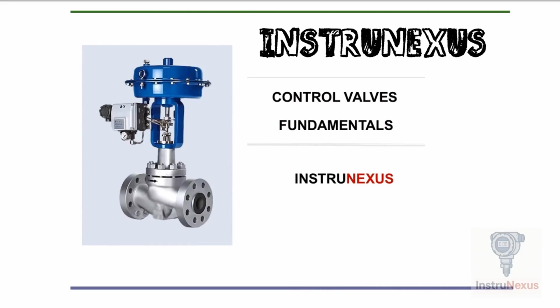Today, we're diving into one of the most fundamental components of process control systems, control valves. Control valves play a critical role in regulating flow, pressure, temperature, and level in industrial processes. Whether you are in oil and gas, power plants, or any other process industry, understanding how control valves work is essential to ensuring systems run smoothly and efficiently.